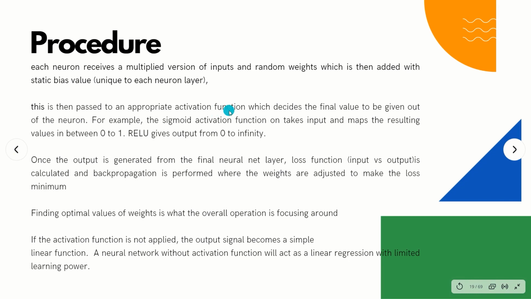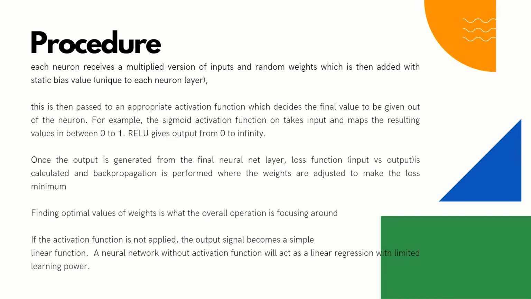Popularly, there are two activation functions which are normally used. One is the sigmoid, which has an S-shaped curve. If you're using a sigmoid activation function, it will take the input and map the resulting values between 0 and 1 only. And that actually is one of the disadvantages of sigmoid also. And then ReLU gives output between 0 and infinity. So the range of ReLU is very high, and therefore ReLU is more preferred in the majority of scenarios.